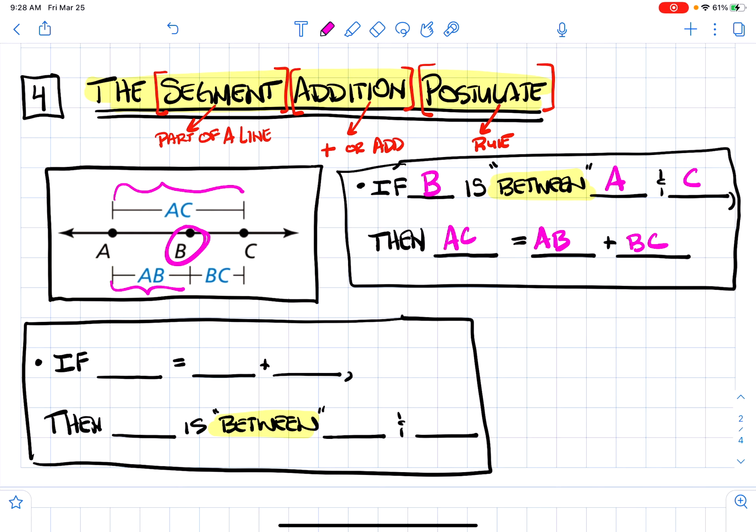And then the reverse of that is true. It says if we know that segment AC is equal to AB plus BC, then it must be true that B is between A and C. So the reverse or the inverse of this is also true. And this is what it means to understand the segment addition postulate. And we're going to do an example in just a second, all right?